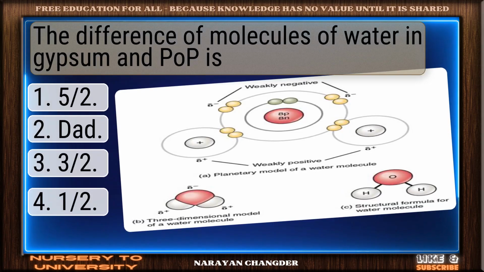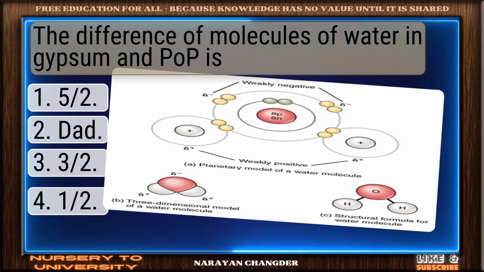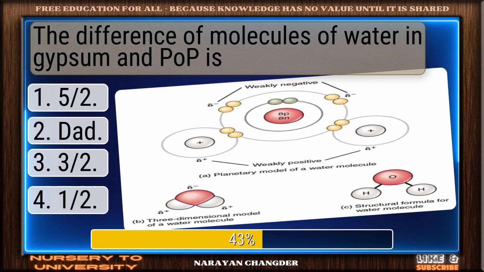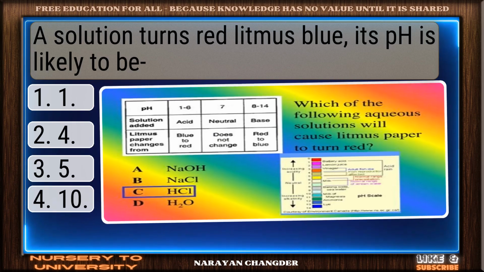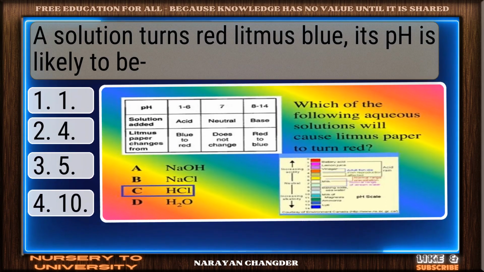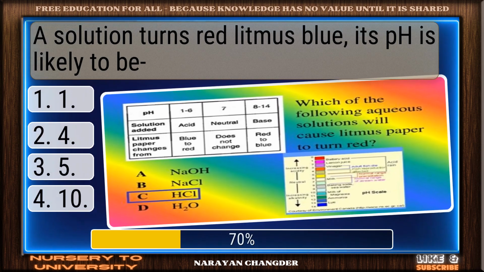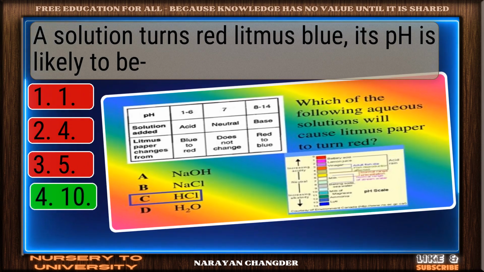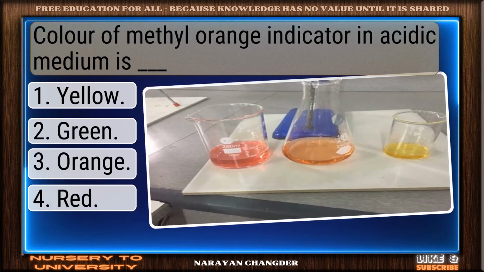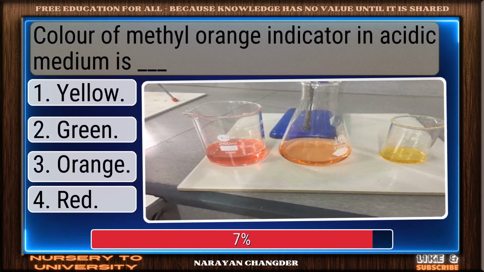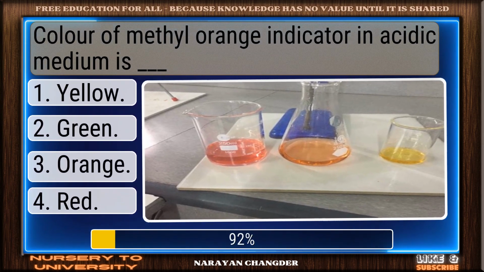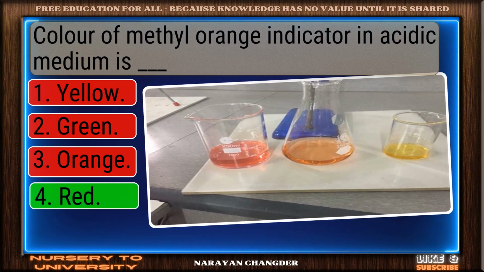The difference of molecules of water in gypsum and POP is. 3/2 is solid. A solution turns red litmus blue. Its pH is likely to be. Correct. 10 is spot on. Color of methyl orange indicator in acidic medium is dash. Solid response. Red is valid.